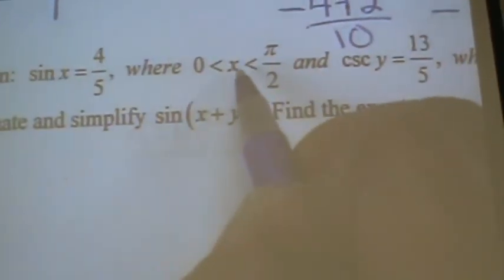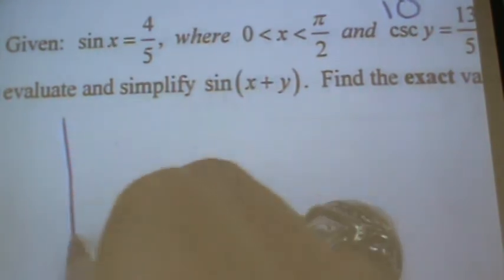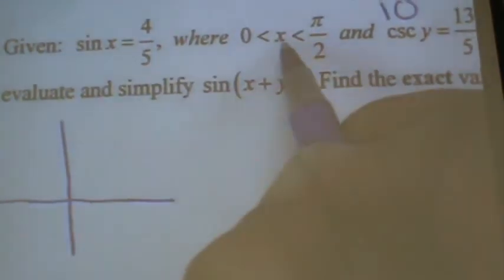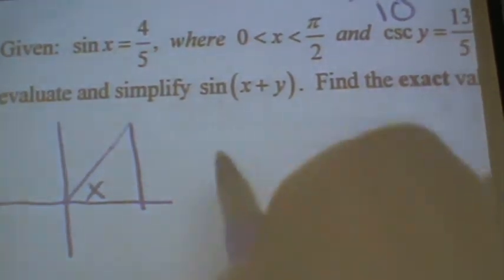We have two letters, sine and we have cosine. X is located where? Where's X located? First quadrant.